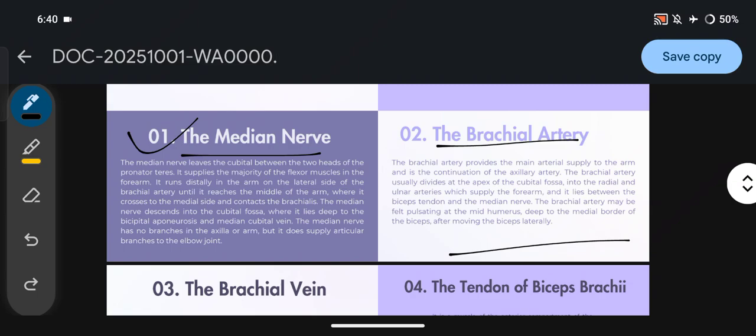Brachial artery provides the main arterial supply to the arm and is the continuation of the axillary artery. The brachial artery usually divides at the apex of the cubital fossa into the radial and ulnar arteries, which supply the forearm. It lies between the biceps tendon and the median nerve, and the brachial artery may be felt pulsating at the mid-humerus, deep to the medial border of the biceps, by moving the biceps laterally.